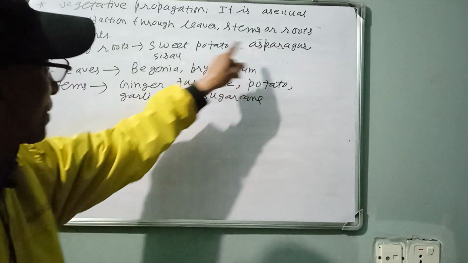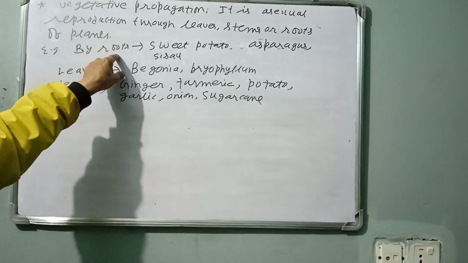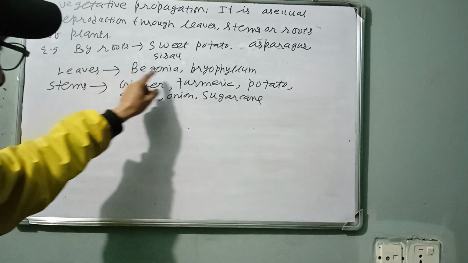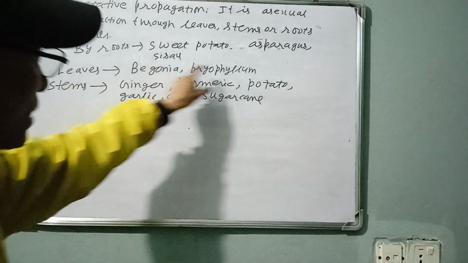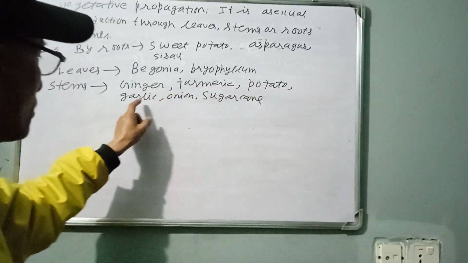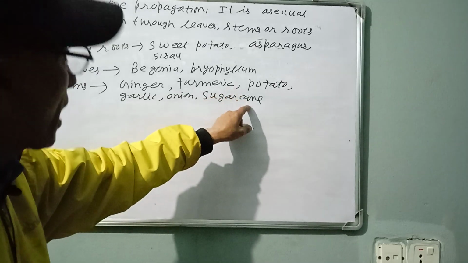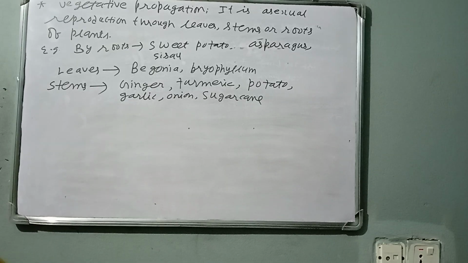Sweet potato, asparagus, sisau reproduce through roots. Leaves: begonia, bryophyllum reproduce through leaves. Ginger, turmeric, potato, garlic, onion, sugarcane plants reproduce through stems. That is question number 1.